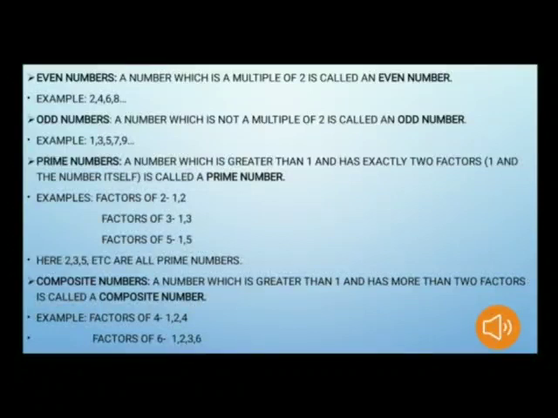And now the composite numbers. A number which is greater than 1 and has more than 2 factors is called a composite number. For example, factors of 4 are 1, 2 and 4. Factors of 6 are 1, 2, 3 and 6. Dear students, you need to remember that 1 is the only number which has only one factor, that is 1. So, 1 is neither a prime number nor a composite number. There are infinite prime numbers and composite numbers.